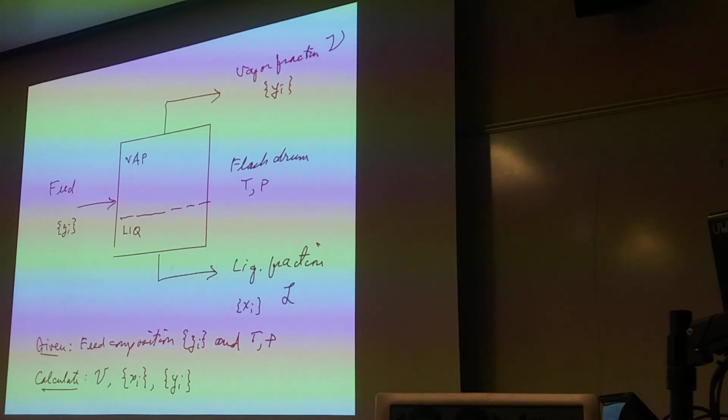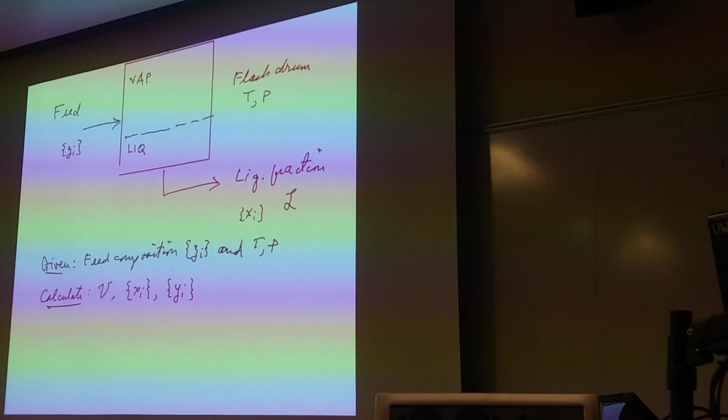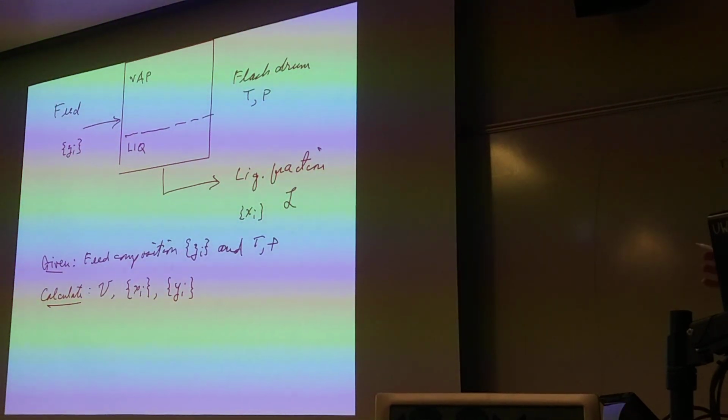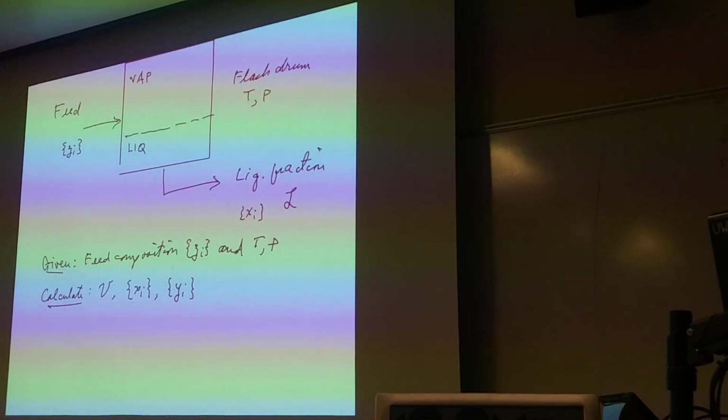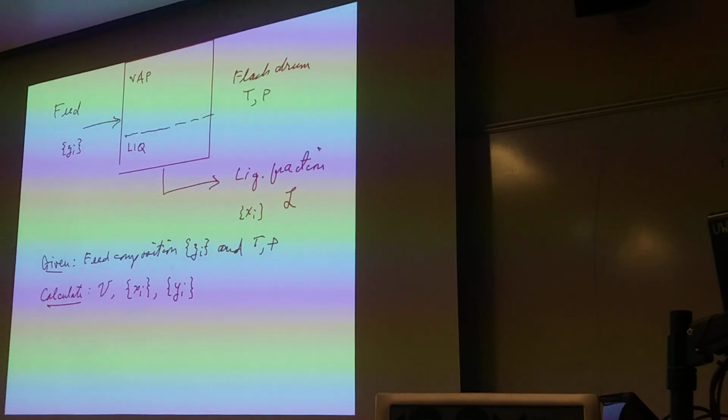Solving this problem is going to involve twice as many unknowns as we have components in the system. But what we use to solve it are the equilibrium equations and the material balances in combination. So our way of solution is a bit different.